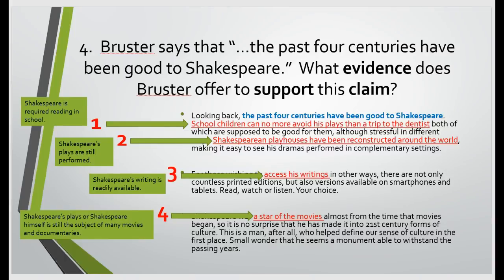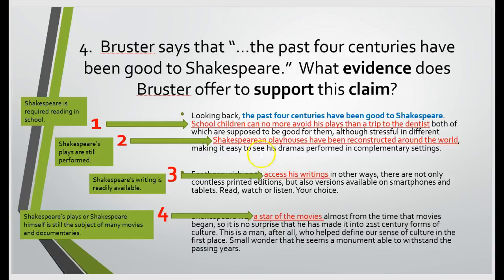Brewster says that, quote, the past 4 centuries have been good to Shakespeare, end quote. What evidence does Brewster offer to support this claim? So what you can see here is I've identified 4 pieces of evidence or support that he uses to support that particular statement, that the past 4 centuries have been good to Shakespeare. So 2 things going on here. If your teacher or the test were to ask you to point directly to the text, you could do that with this piece as well.